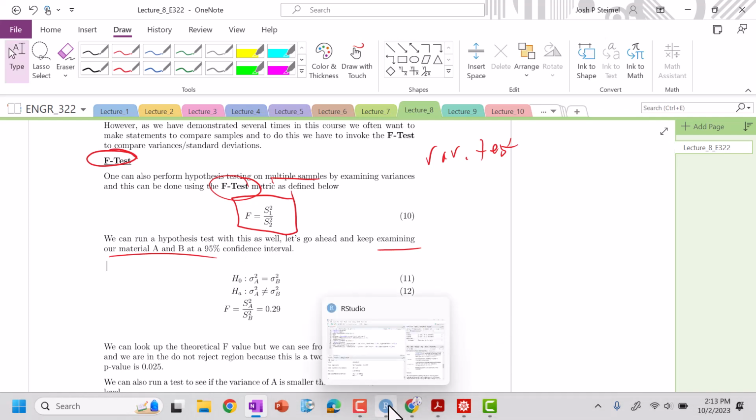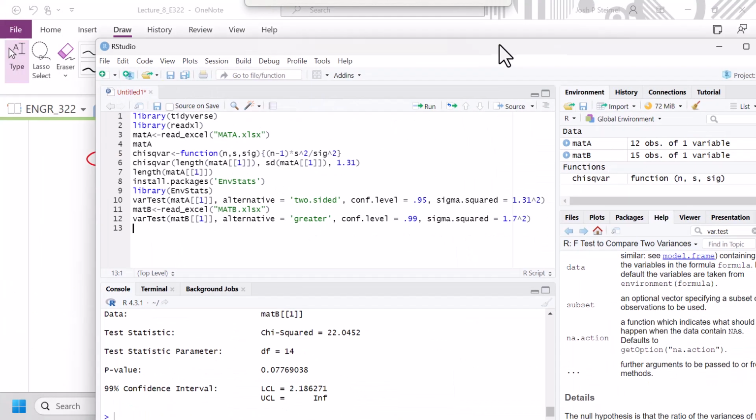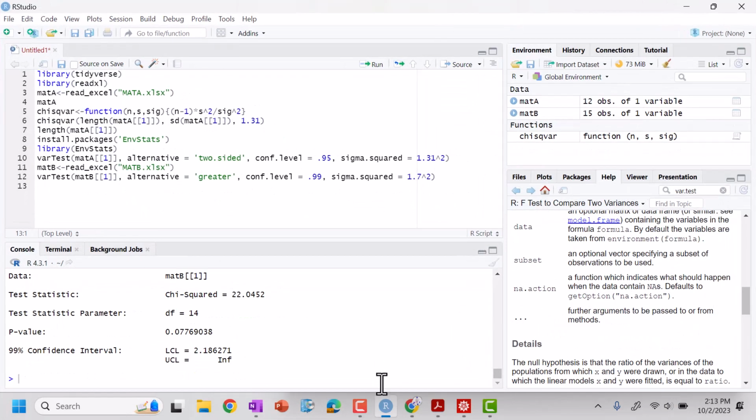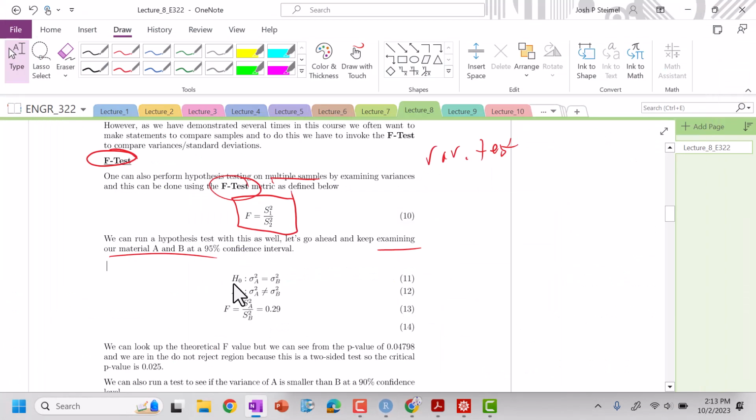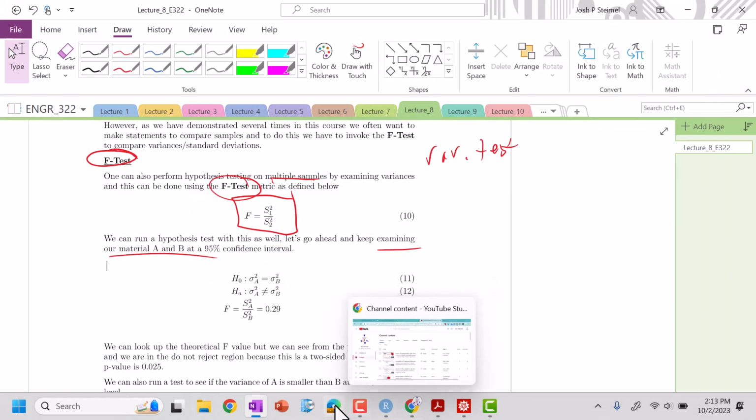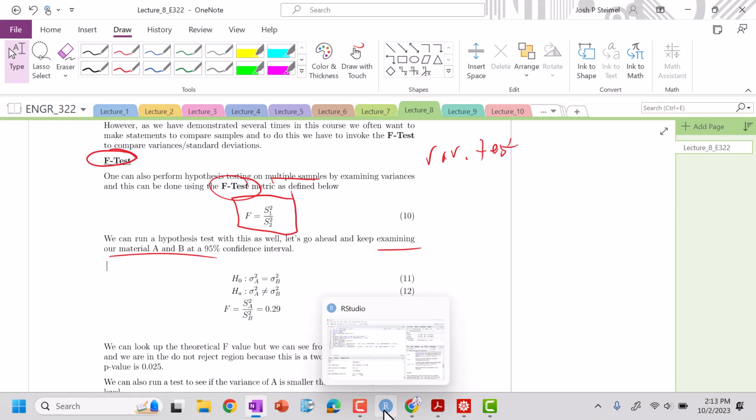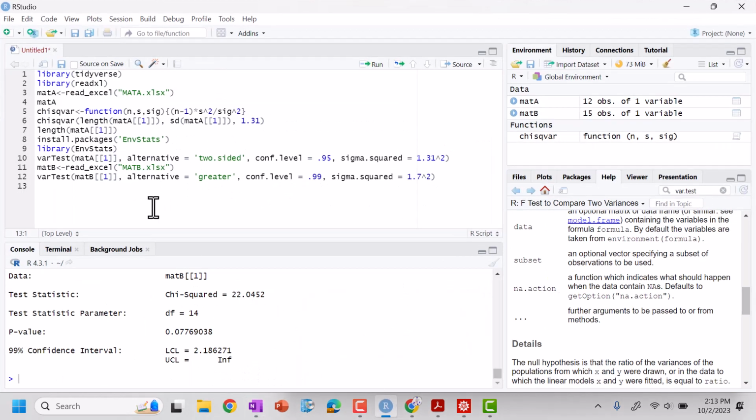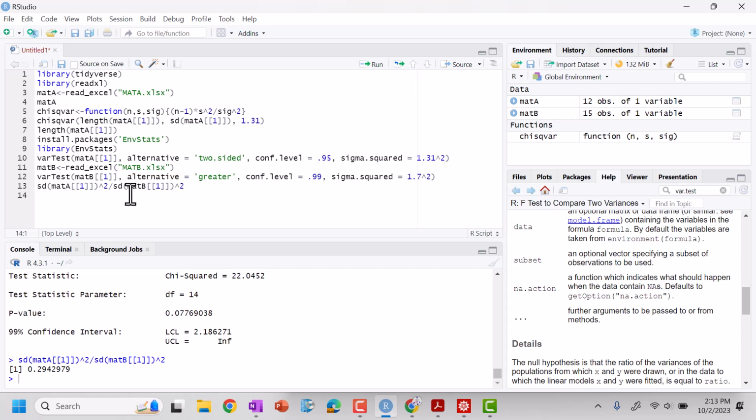We can calculate this value pretty straightforward. It's just the standard deviation. Actually, let's calculate for this first one. Let's do SD of mat A, and we're going to square this, divided by SD of mat B, and we're going to square this. Hopefully we get 0.29. Good.